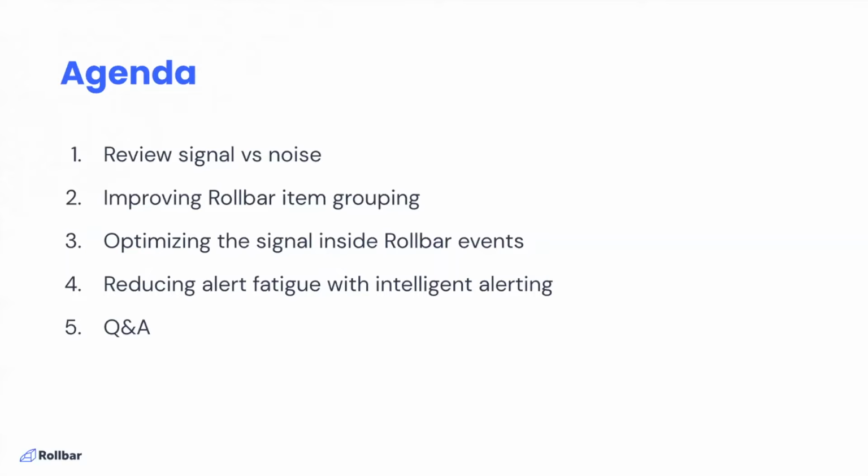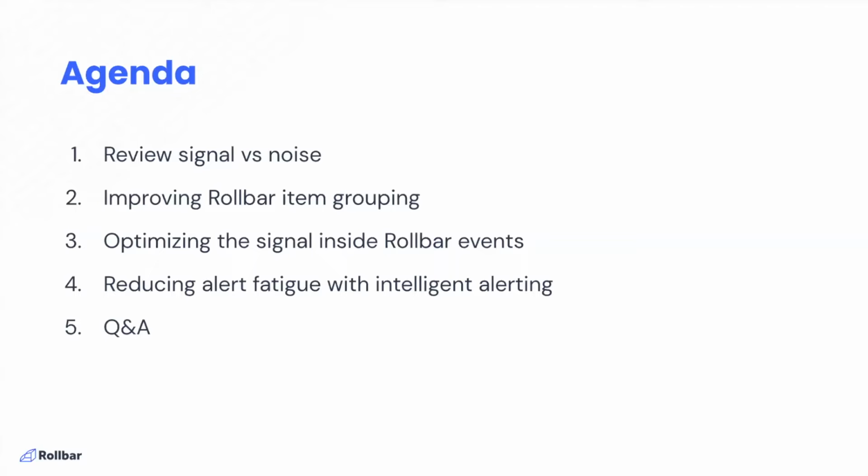Quick agenda overview. First, we'll talk about signal versus noise, what those terms mean inside of Rollbar, and how they affect your users. Then we'll look at item grouping in Rollbar: item noise, where your screen can be cluttered by undergrouping, or you can perhaps miss out on signal because of overgrouping, and what you can do to address that. Then we'll quickly review optimizing the signal inside your Rollbar events. That's sort of a side topic for number 2, where that very much plays into how those items are grouped and making sure that users get the signal they need from those items.